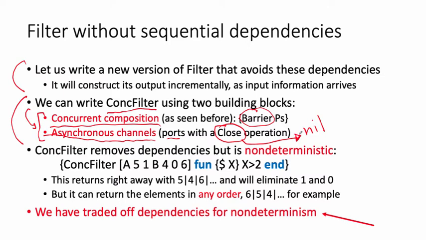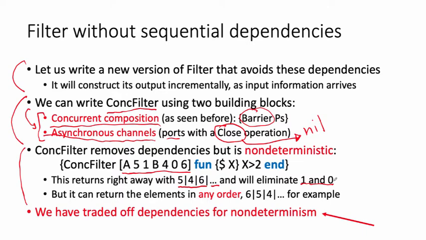So far, when we used ports for streams, we never closed the ports. But now we want the port to close the stream, to make it a list, to put nil at the end. So we'll have ports with a close operation. With this, we can write ConcFilter, and when I run it on this list, A51B406, it will immediately return 5, 4, 6, and then wait for further. And it will immediately eliminate the 1 and the 0, so it doesn't have to do the computation anymore.